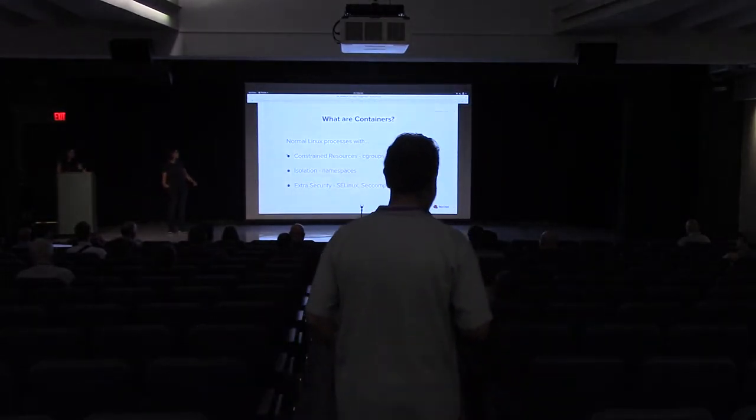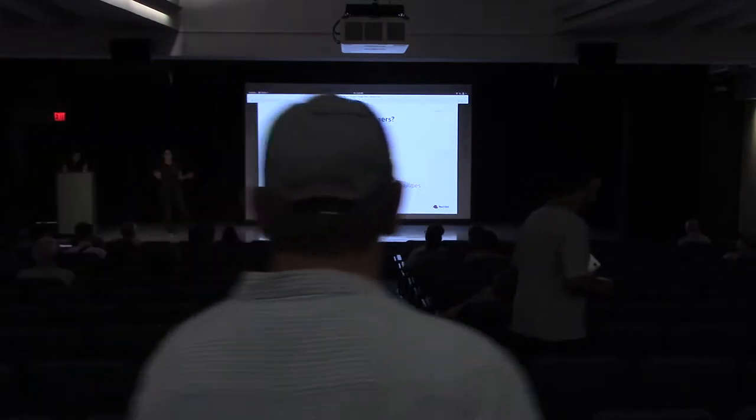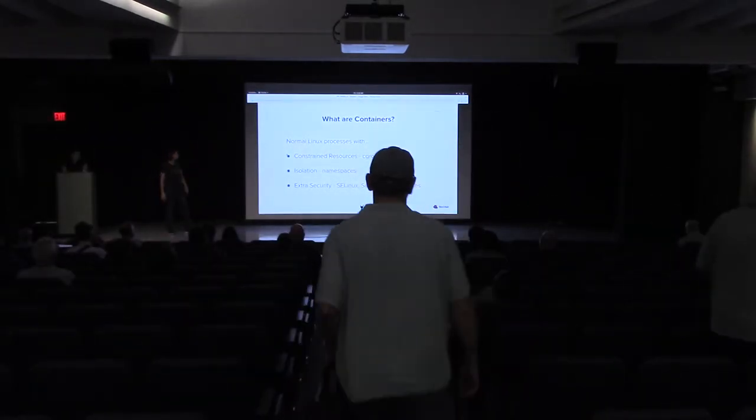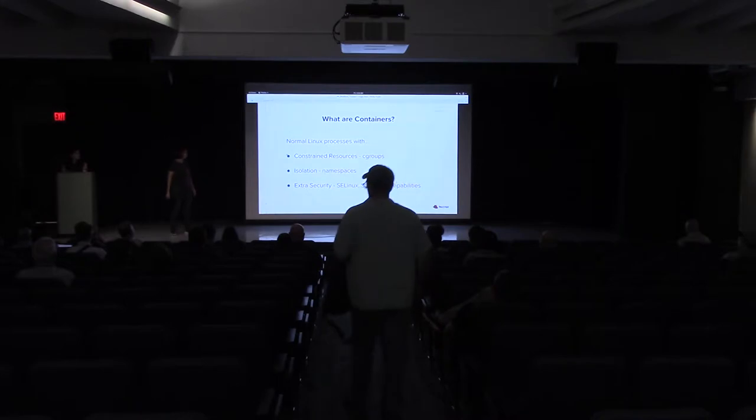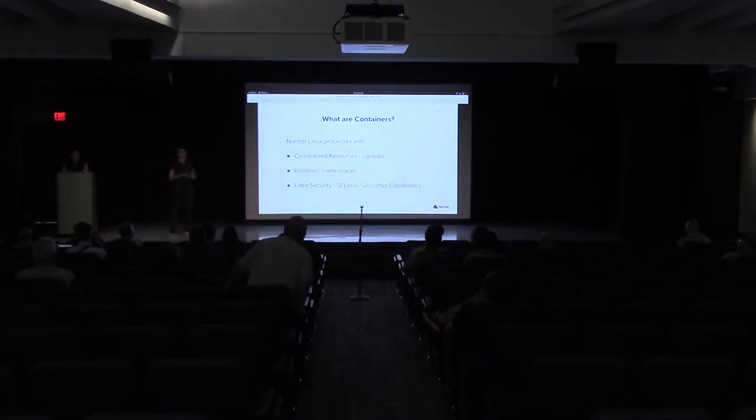So before we go on, we want to just be all on the same page. It seems like most of you are, but I prepared this, so I'm going to say it. Containers are ordinary Linux processes running, and they are constrained, they're isolated, and they have extra security. Processes are constrained using Linux cgroups. Cgroups control how much of a system resource like CPU, memory, bandwidth, a process can consume on your system.